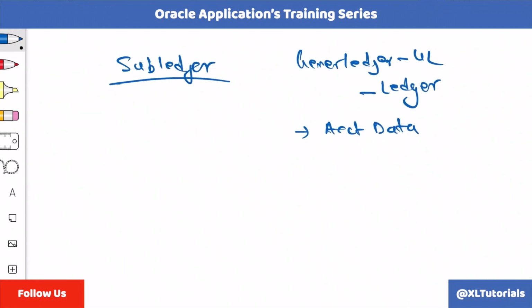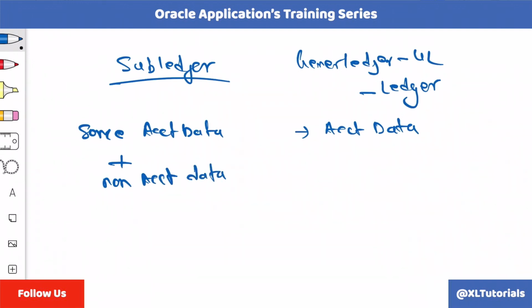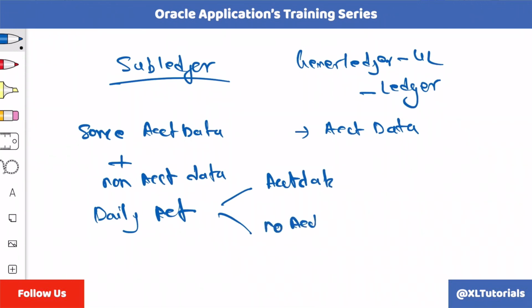In comparison to the general ledger, the subledger is the source of all accounting data, plus it stores various non-accounting data also. The subledger is where most of the business functions do their daily work. Daily activities happen at the subledger level. These activities at some stage can generate accounting data, or generate no accounting data. For example, if I'm just running a report in a subledger, that is not generating any accounting data. But if I'm recording transactions, that may generate accounting data.